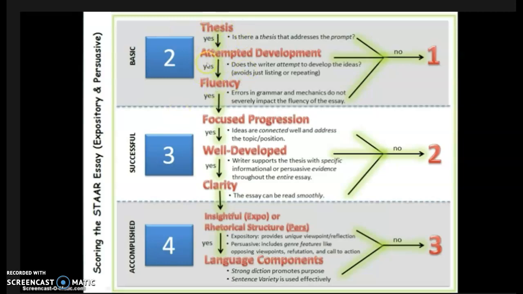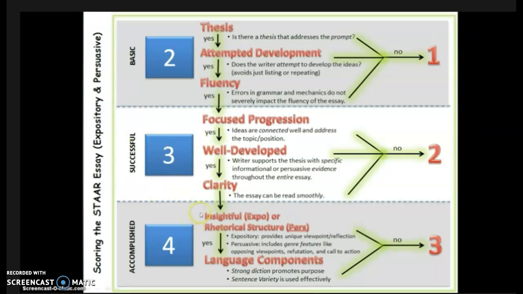We already talked about the non-negotiables for the 2, which is your thesis, attempted development, and fluency. These are just guiding questions to get you to realize whether it's present or not. If the 2 elements are present, you move on to the 3. Does it have the focused progression? Does it have well-developed ideas? And is it clear? If that's the case, that student has earned a 3 when all the elements of the 2 are present, including the 3.